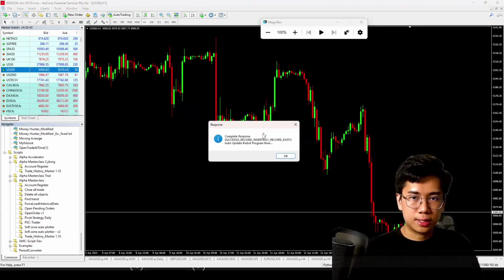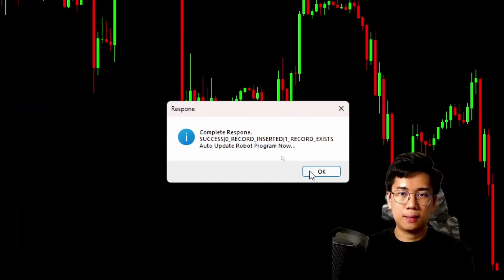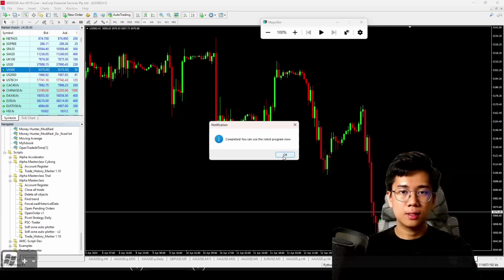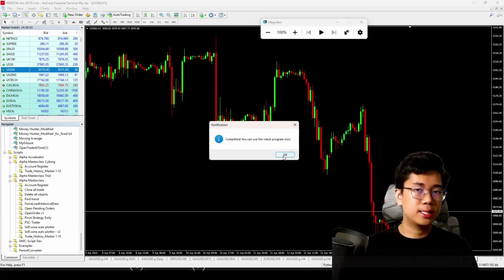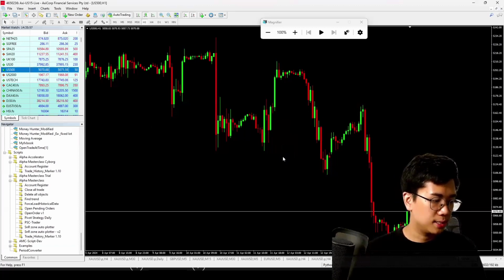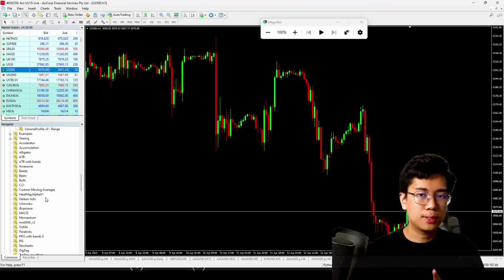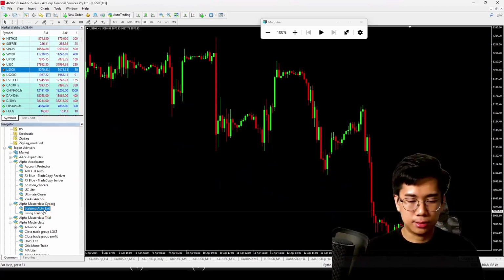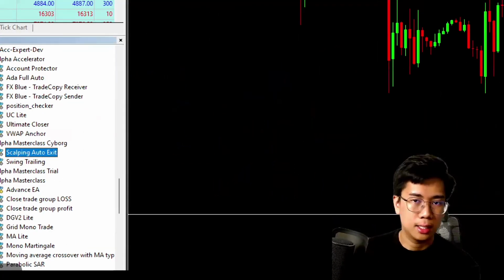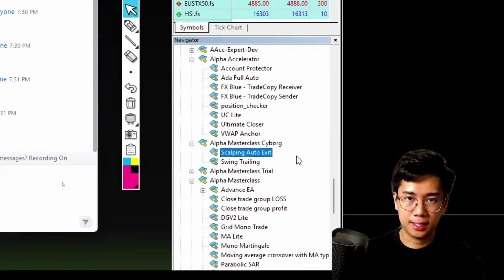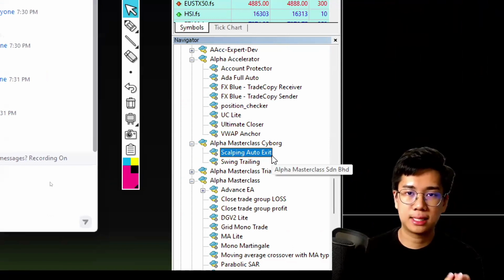And when you click register, this thing will pop up, completed. By doing this, you can update the robot now. You can start to use the robot now. When you have done these steps, it means that you are ready to use the robot. All the robots given to you guys, you are ready to use them. And today, the robot that I would like to introduce to you guys is this scalping auto exit robot. We call it one of the most profitable robots among others, and it is for short-term scalping purposes.